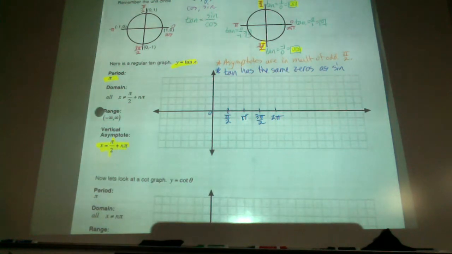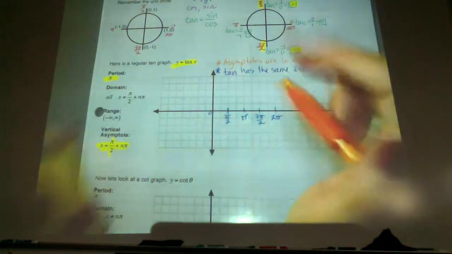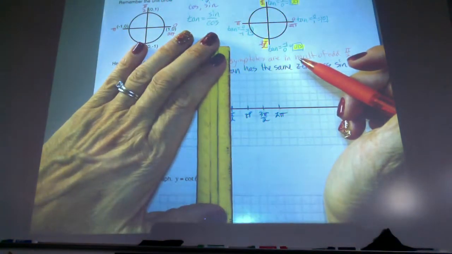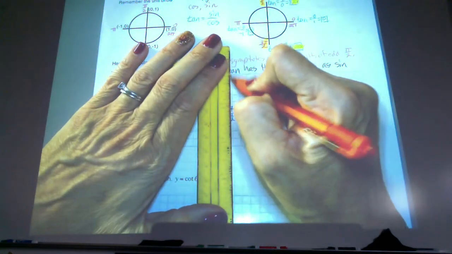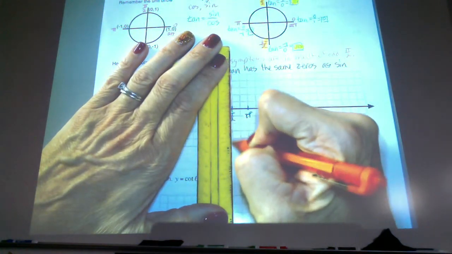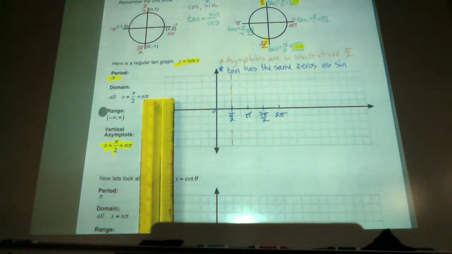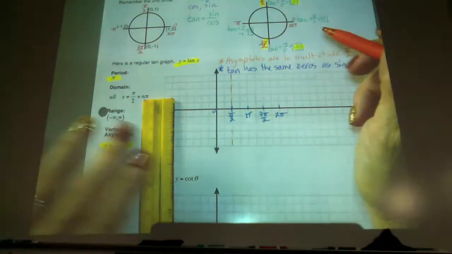I will tell you, however, that well, I'm going to go ahead and put these in first. So let's look at our two undefined places. Pi over 2. I'm going to draw in, you must use the straight edge, don't hand draw, a dotted line to represent that our graph can't cross them. And then also at 3 pi over 2.